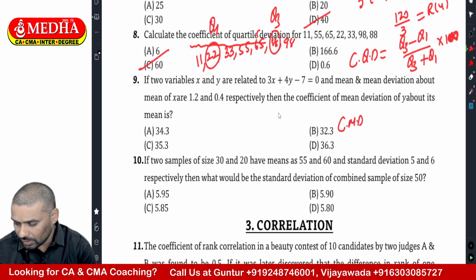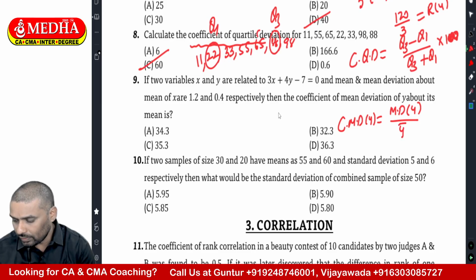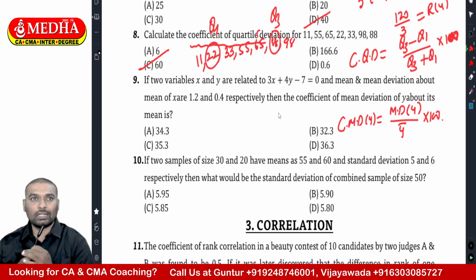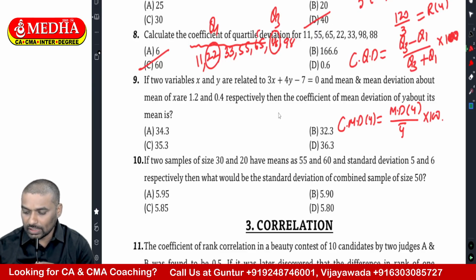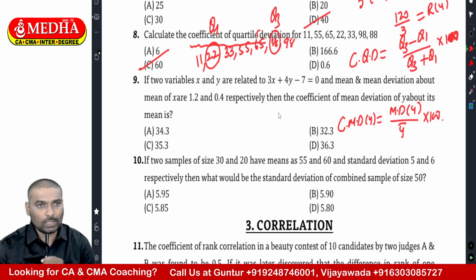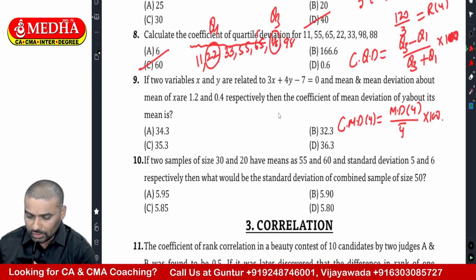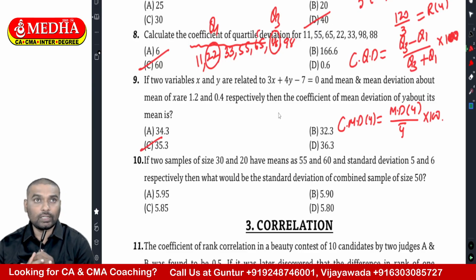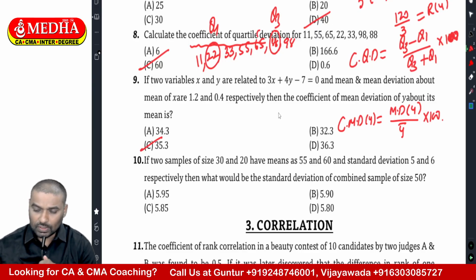Next one, the coefficient of mean deviation about mean of y. Coefficient of mean deviation about mean of y is equal to mean deviation about mean of y divided by y bar into 100. That means first we have to calculate y bar. After that calculate MD of y. That MD of y divided by y bar into 100. Then we get coefficient of mean deviation about mean, that is 35.3.